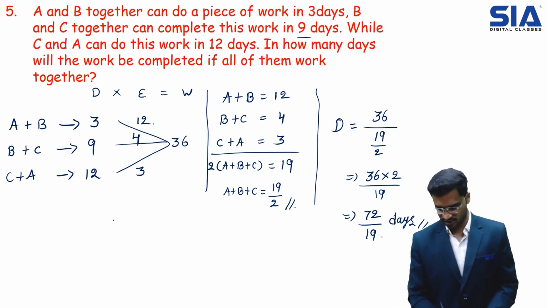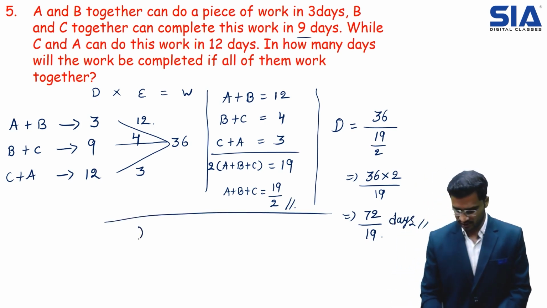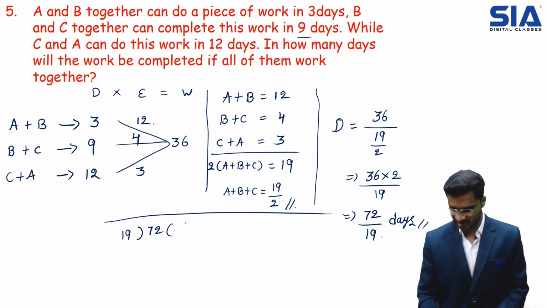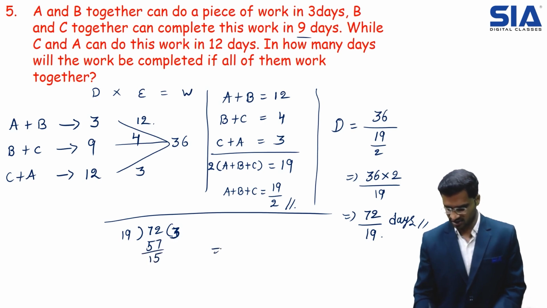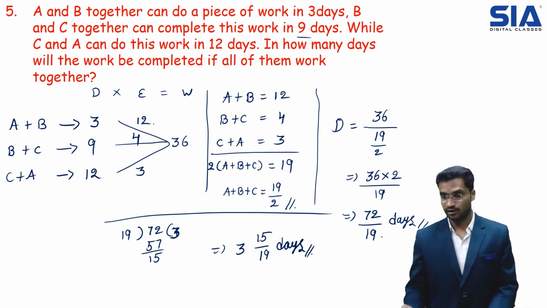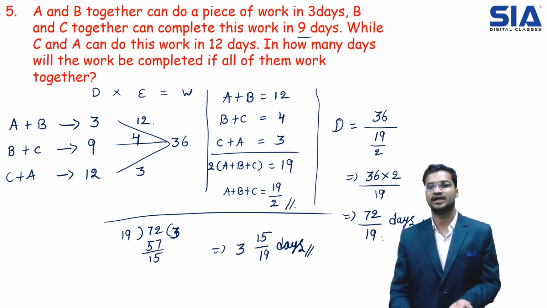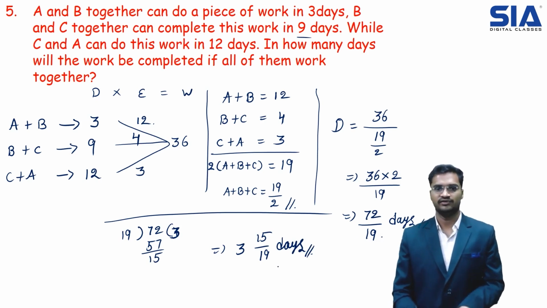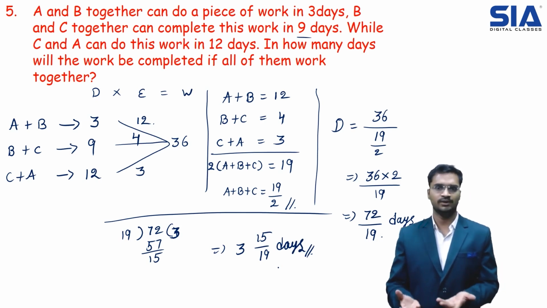In our questions, they will often give this value in quotient-remainder form. 72 divided by 19: 19 threes are 57, so the remainder is 15. So this can be written as 3 and 15 by 19 days. In our options, they can give either 72 by 19 or 3 15 by 19. Either of them will be available in our options.